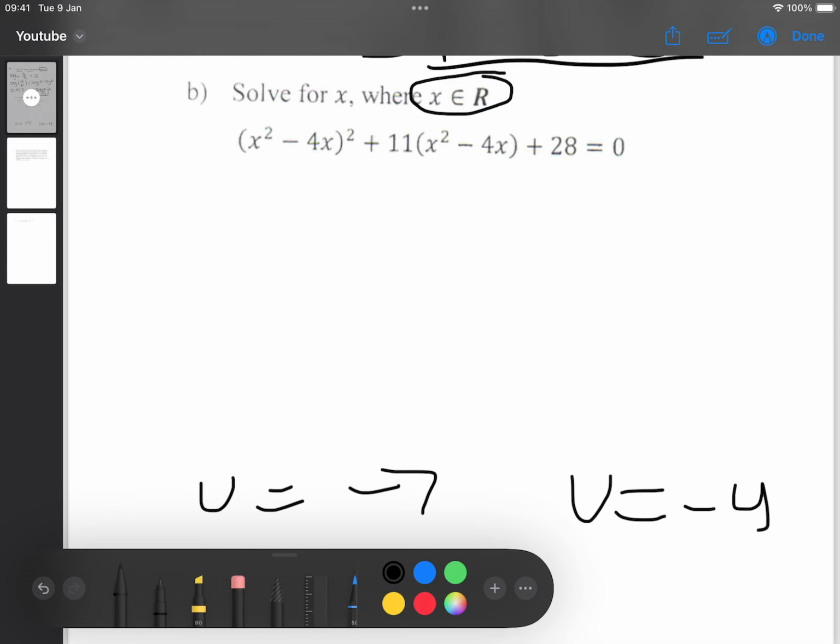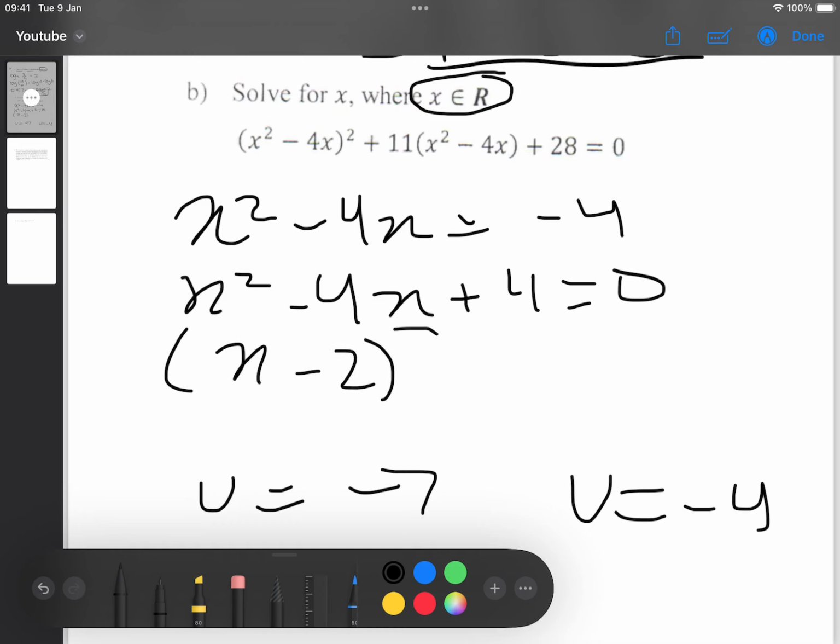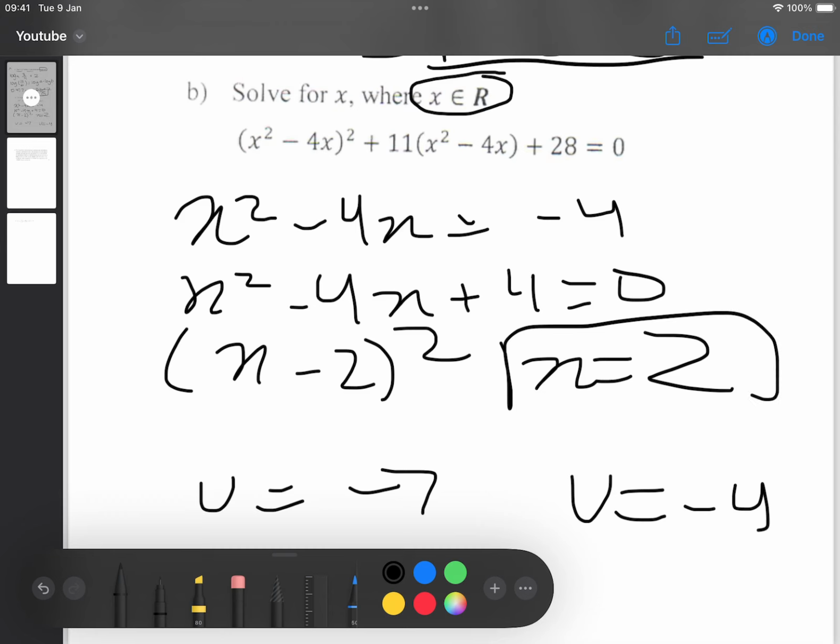So substituting back, x squared minus 4x is equal to minus 4, and we get x squared minus 4x plus 4 equals 0. Now here we just need to find two numbers that multiply to c, which is 4, and add to give minus 4, or b. So we can do that with x minus 2 squared. So x will be equal to 2, and that is our only solution within the reals for x.